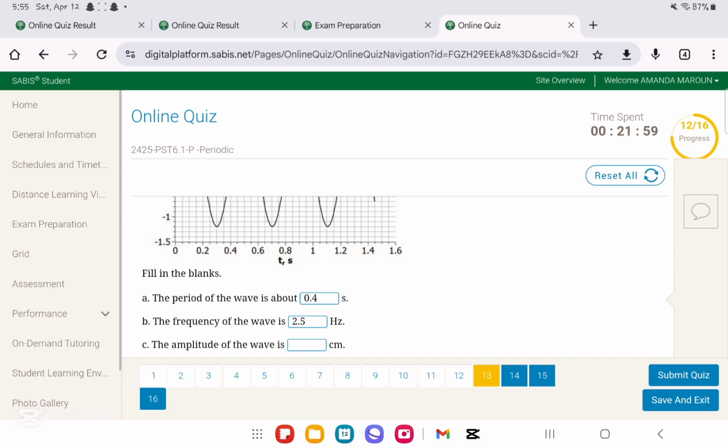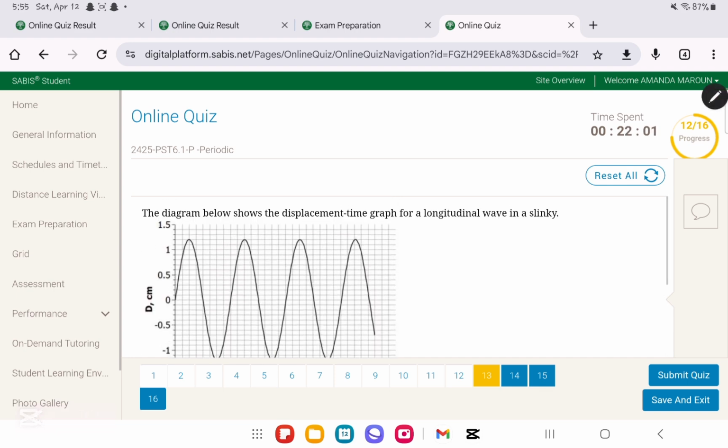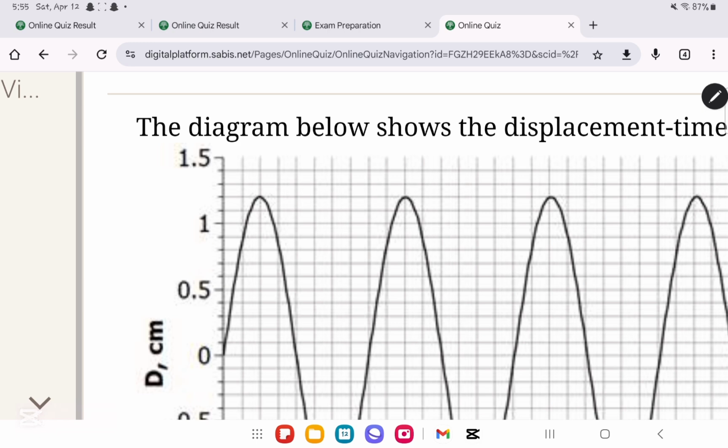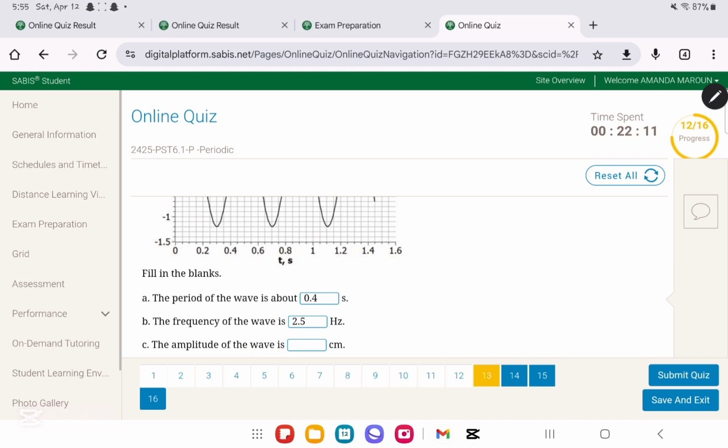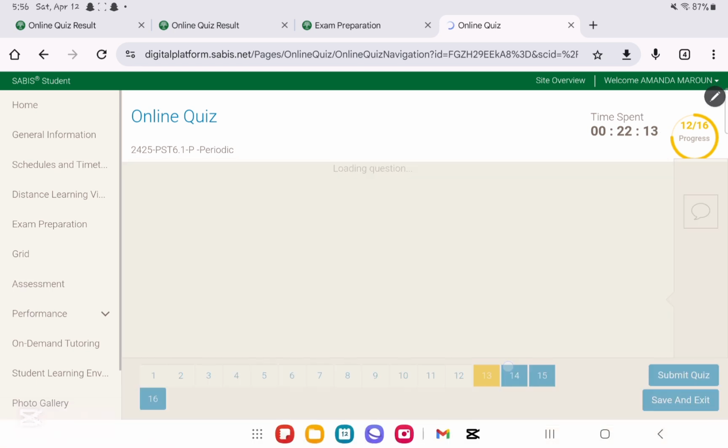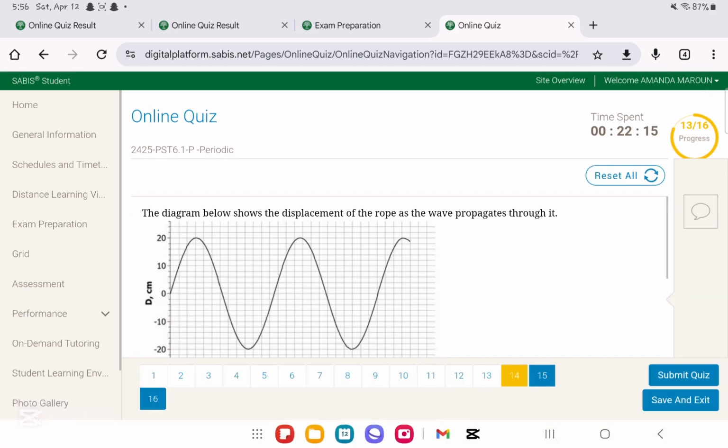We move on to the last question, which is the amplitude of the wave. The amplitude is the highest point of the wave. So if you estimated, this is 1.2 centimeters. So that is it for question number 13. We move on to question number 14.